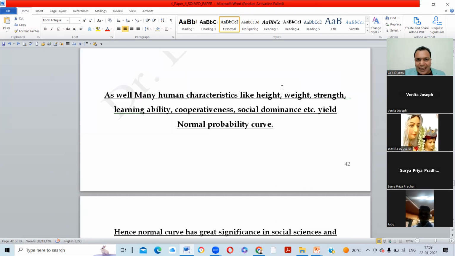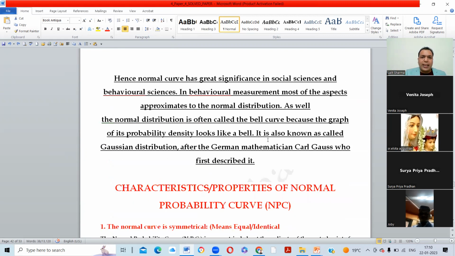As well as many characteristics like height, weight, strength, learning ability, cooperativeness, social dominance, etc. fall under the normal probability curve. We can take the examples of that. We have just discussed it. Hence, the normal probability curve has great significance in social science and behavioral science.